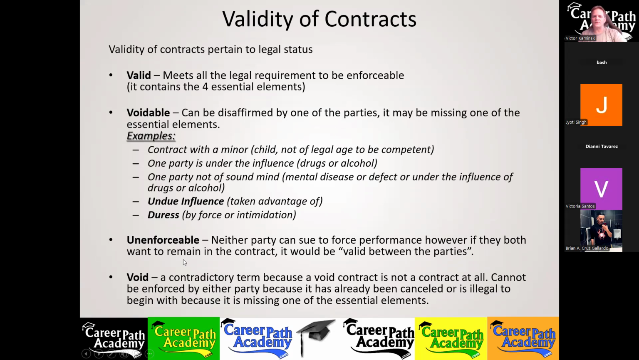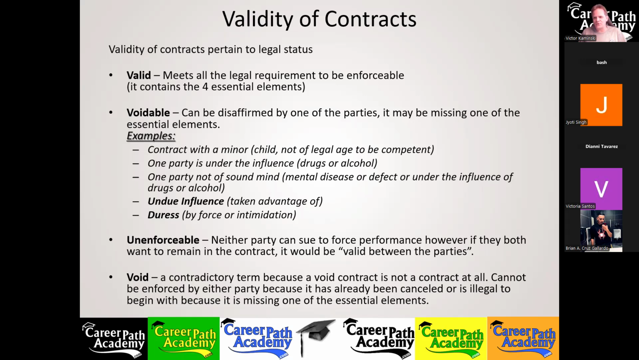An example of an unenforceable contract would be a contract between two people who are both drunk. We're both kind of drunk, and we had a conversation. I kind of like your house. I'd buy your house. How much are you asking for it? So we enter into a contract that you're going to sell me your house and I'm going to buy it.